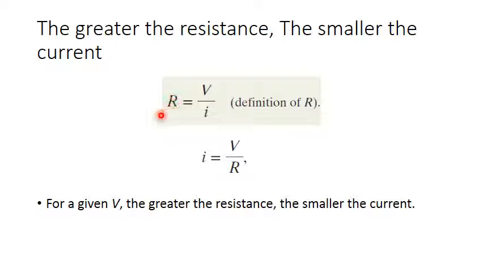We have said that the resistance R equals the potential difference over the current. So in other words, the current equals the potential difference over the resistance. This means that if I increase the resistance, the current becomes smaller. So increasing the value of the resistance will decrease the value of the current, assuming that the potential difference is the same. The greater the resistance, the smaller the current.